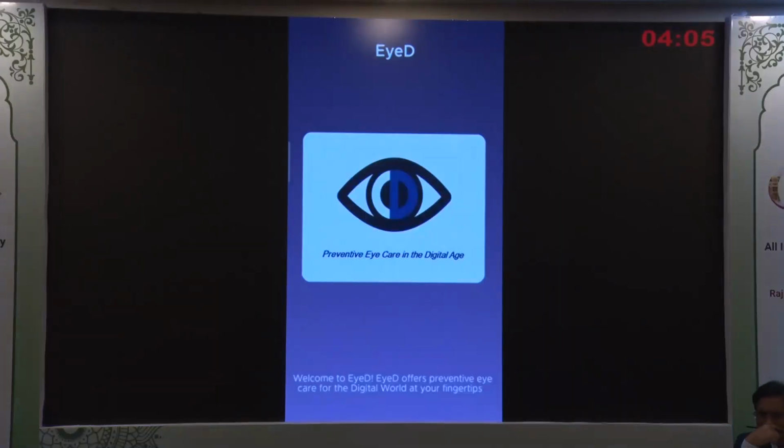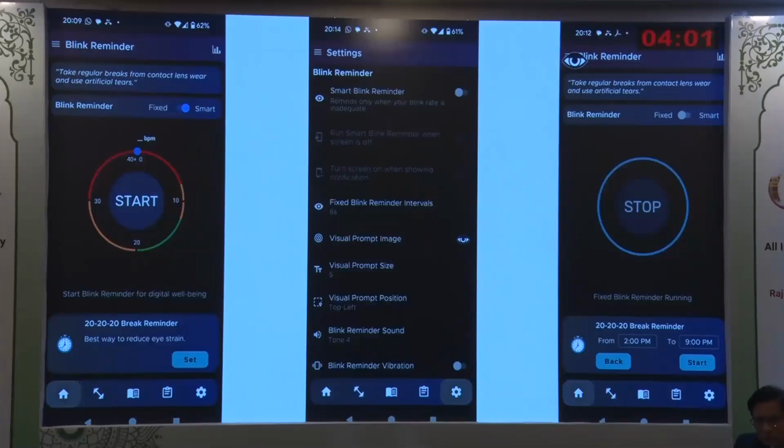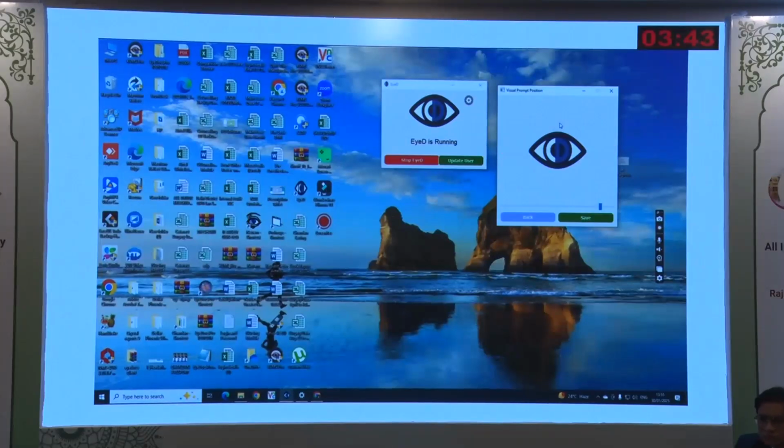We used the ID app to help us do this. This is the app. It's basically a blink reminder app. It has either fixed or smart blink reminders, where it's actually looking at your blink pattern while you're using either your PC or your mobile phone, and that icon on the top left reminds the person to blink while they're using it. This is a video illustrating the same.